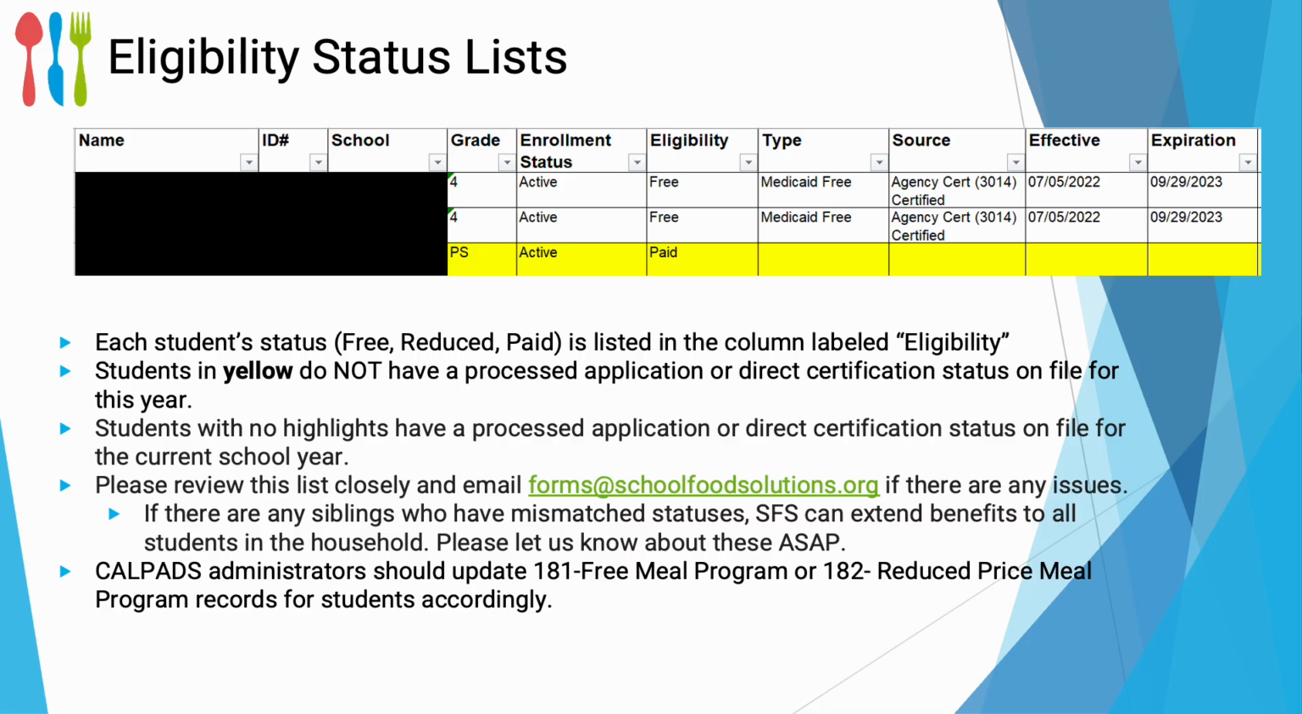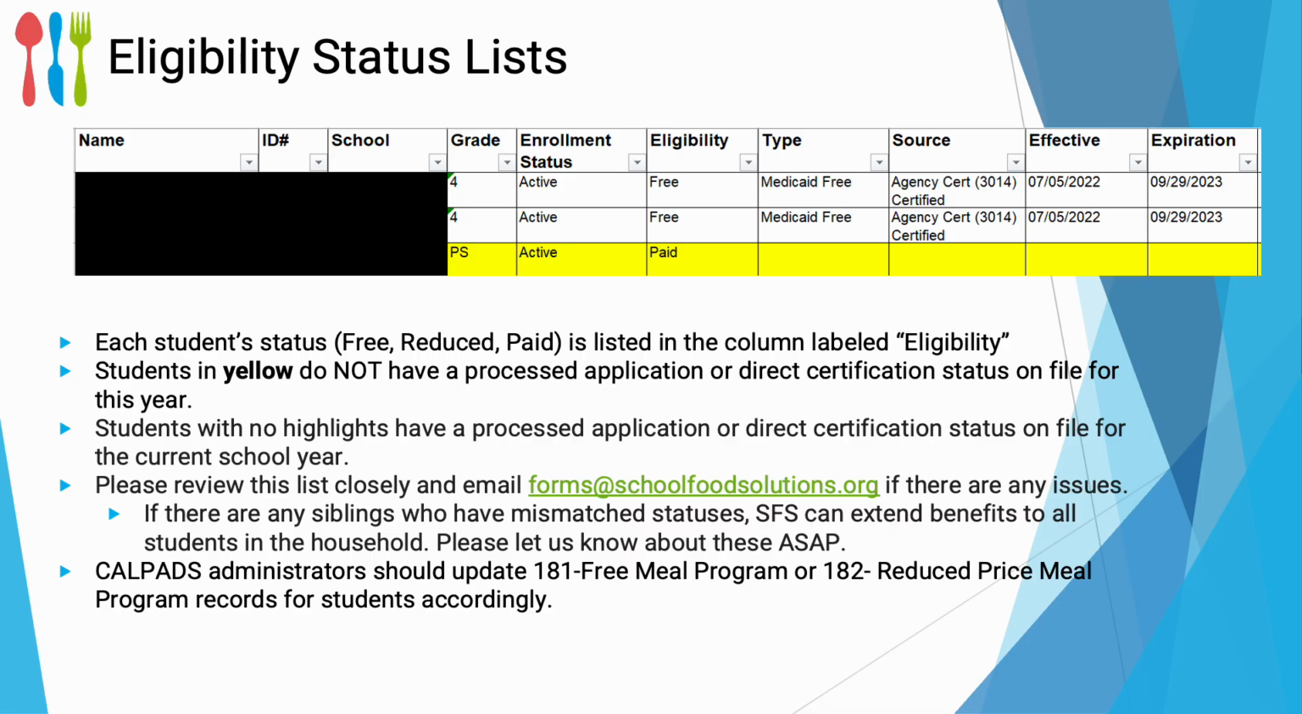Students who are highlighted yellow on a status list don't have anything processed for this year. They're not directly certified, and we don't have a processed application for them. Students who are not highlighted have something on file for the year. So please make sure to review this list closely. Let us know if there are any issues.